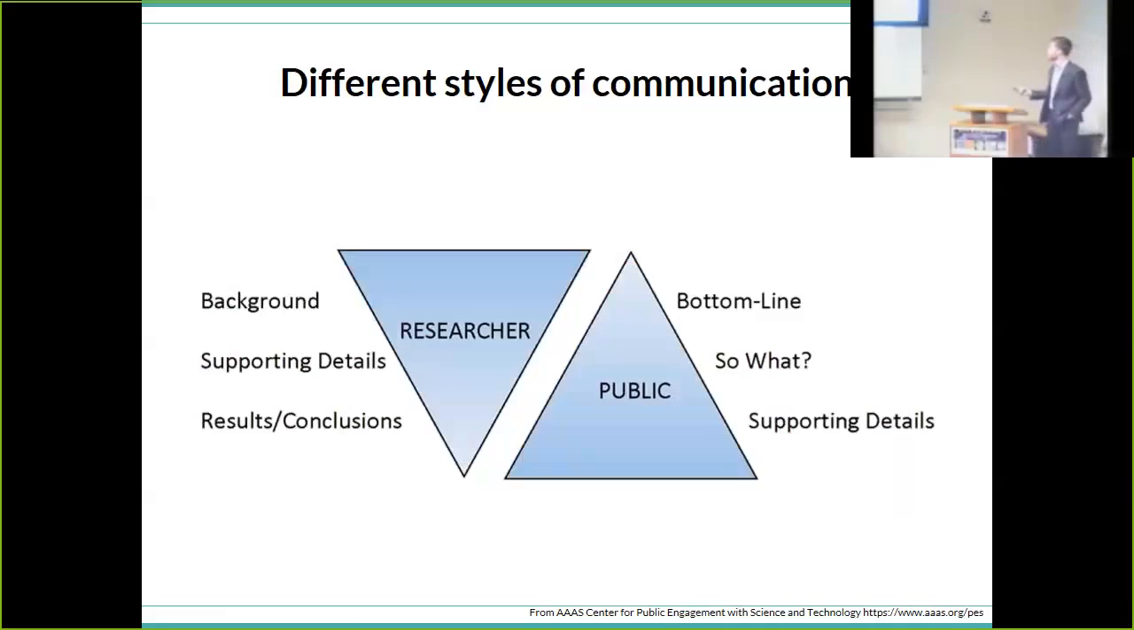So for researchers, how we like to see things very much mimics what we expect to see when we're reading a journal article, right? We want to see some sort of background, we want some supporting details and graphs, and we eventually want to see results and conclusions. We basically want to be given the opportunity to look at something, to figure out the patterns for ourselves, to see if they match what we are seeing in text and what's in the broader conclusions.